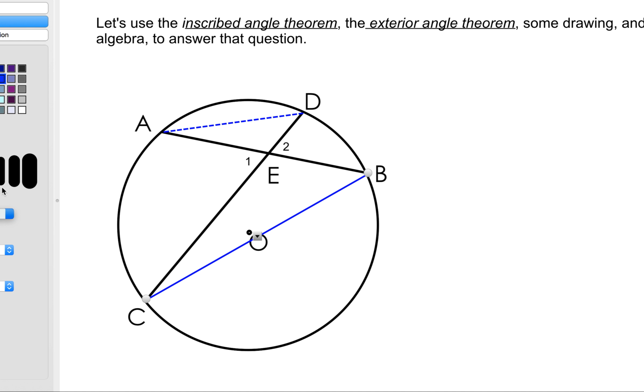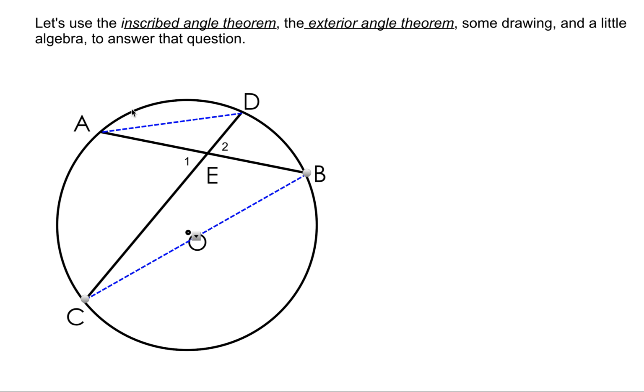There we go. Okay, so what have I created? Let's take a look at the arcs that are intercepted by these two angles, namely angle A and angle C. Notice how angle A and angle C both intercept arc DB.